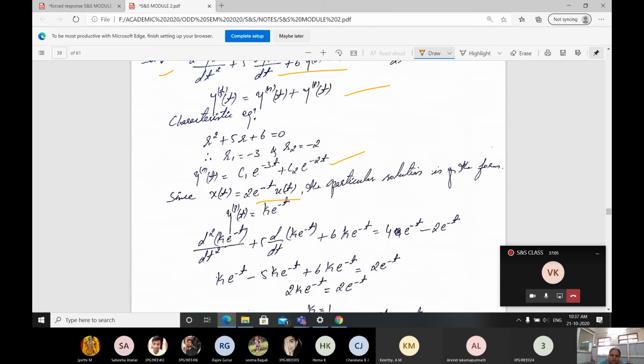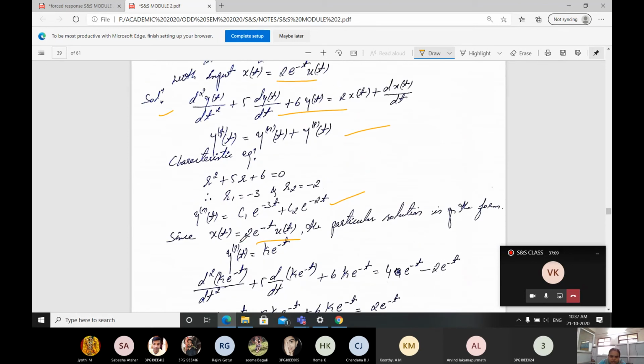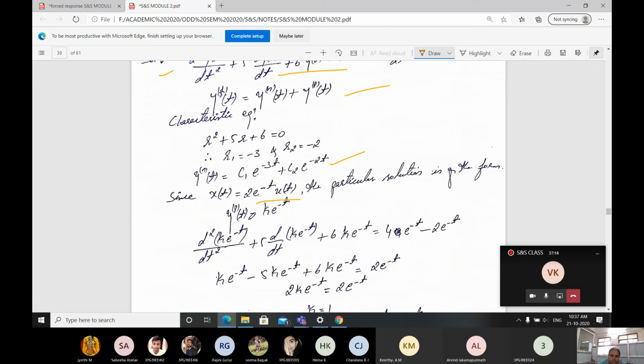then the particular solution is going to be based on 2 into e raised to minus t u of t. Particular solution is what? Because the roots are constant values, right? Therefore yp of t is going to be equal to k into e raised to minus t. Sorry, it depends on the input, right? X of t here is 2 into e raised to minus t. For that reason, k into e raised to minus t you have to take.